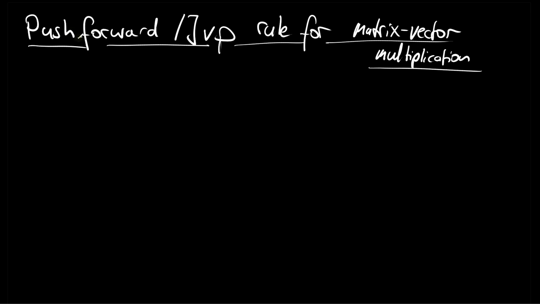In this video, we're going to derive the push-forward or Jacobian vector product rule for matrix vector multiplication. So matrix vector multiplication can also be seen as a function which takes a matrix A as well as a vector x and then performs the matrix vector multiplication A times x, and then let's call the result of that z, or also vector z.